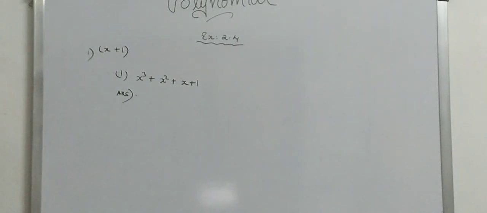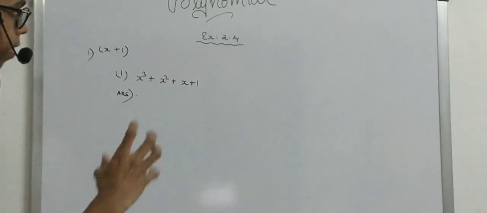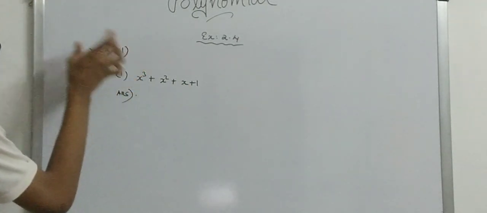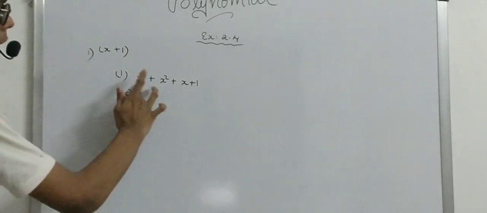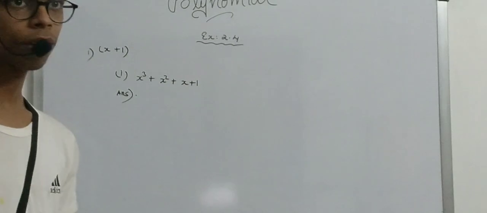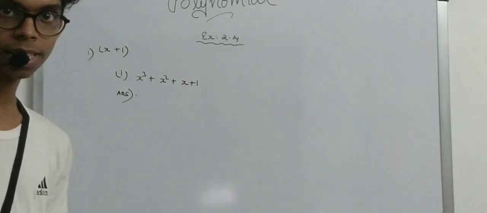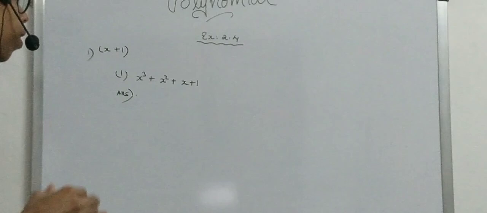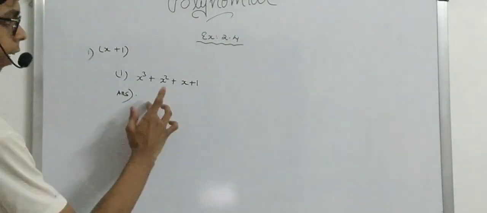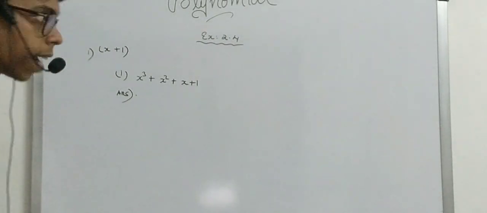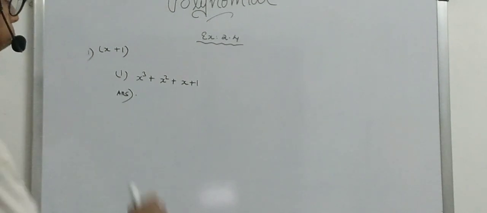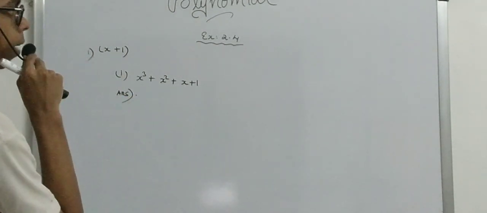We know that if a particular polynomial is a factor of another polynomial, then when we substitute the value of a in the polynomial, if we get a remainder equal to 0, it means that the two polynomials are completely divisible with each other. So if we get the remainder equal to 0, we can say that the given polynomial is a factor of the other one. The first one is x cube plus x square plus 1.